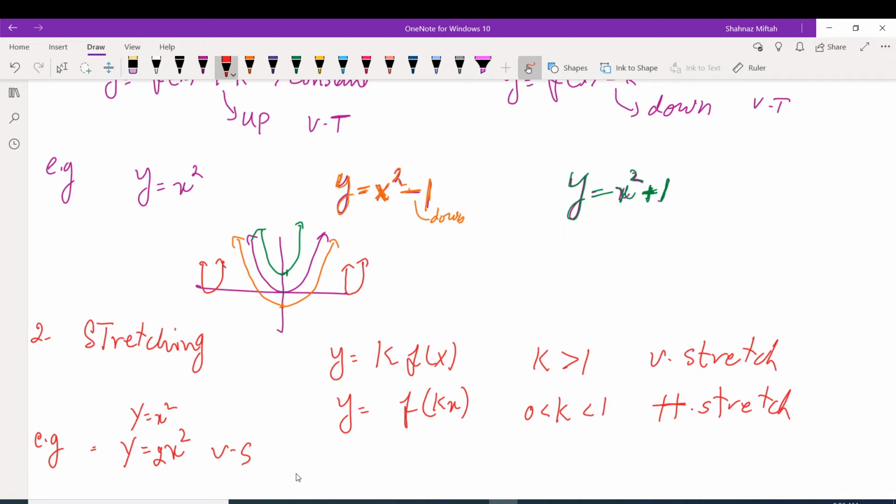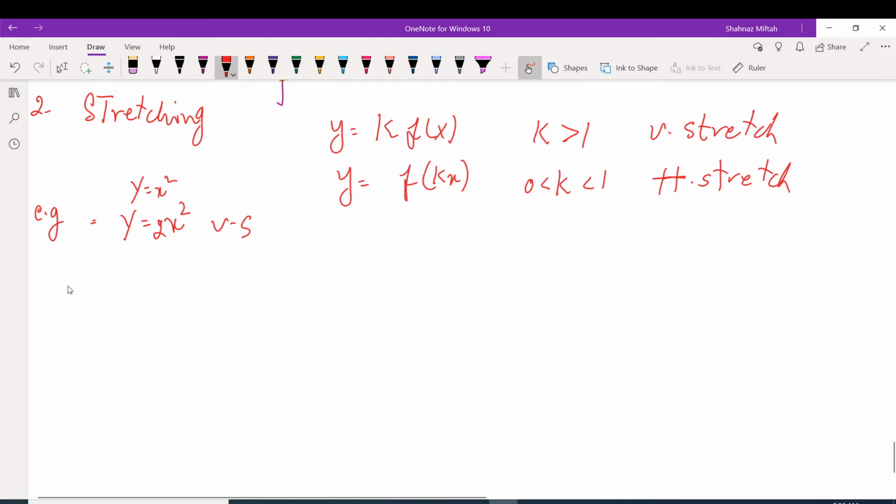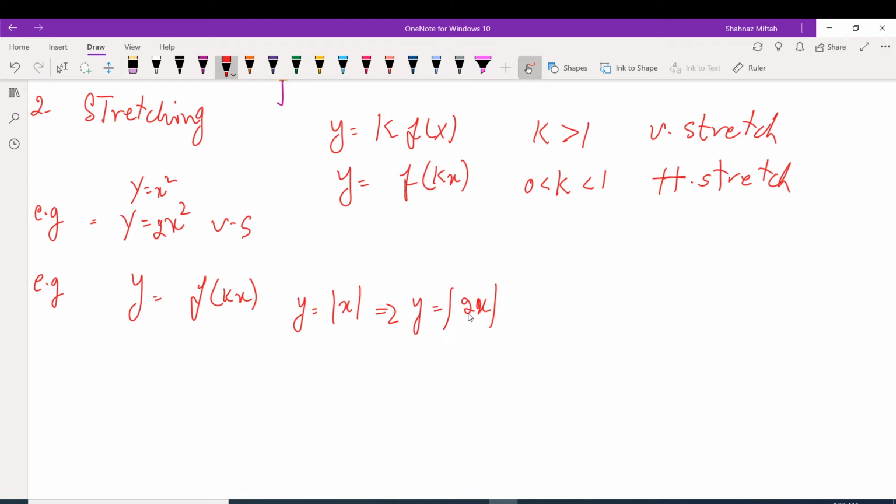Another example for the horizontal: if I have y equal f of kx, which is your horizontal stretch, and the function is, I'm taking the function y equals absolute x, and then I change that to y equal absolute 2x, then do you see this 2 is with the x, which means I'm talking about this k. So if it's less than 1, make it half, because it says less than, so make it half. If it's less than 1 or greater than 0, then it means it's a horizontal stretch.